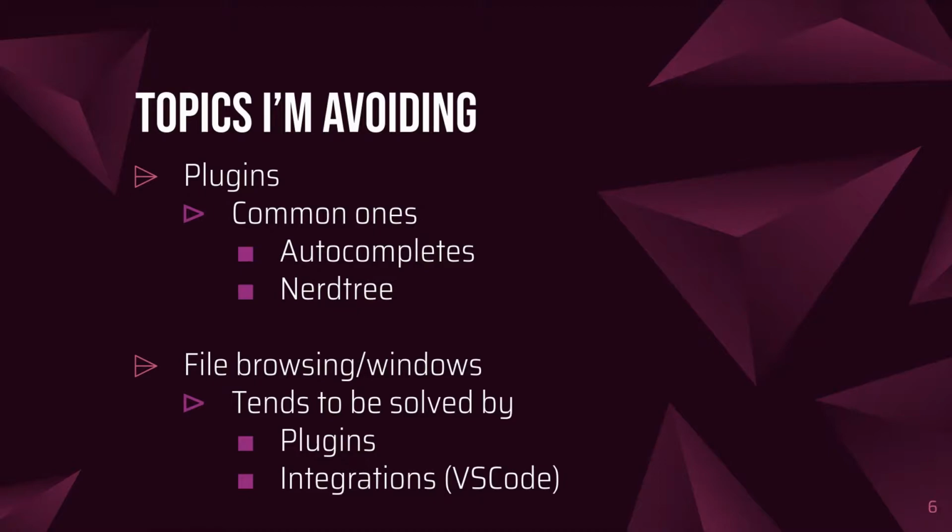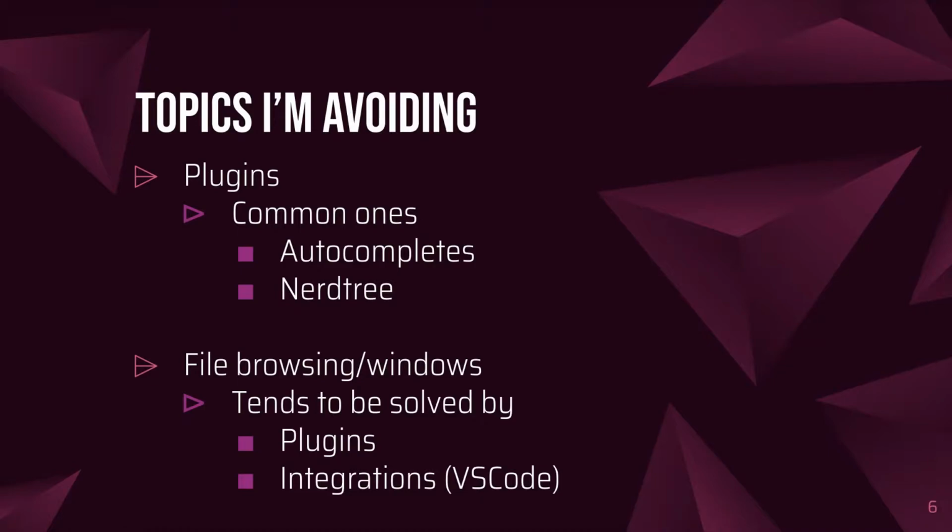NERDTree is one example of a good file browser. There are cool things that you can do with plugins. For example, Vim's undo and redo is actually a tree, whereas if you use a normal editor and do two undos and then start writing something new, you can't redo. So it has a unique undo structure, and there's a plugin that actually lets you visualize all of that. So there are cool things you can do with plugins, but this is something you should explore in your own time.